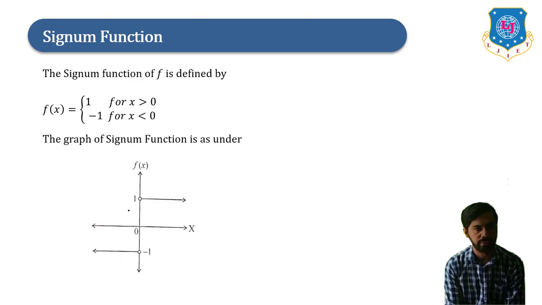So here we can see that value of function is 1 for x greater than 0, and value of function is minus 1 whenever x is less than 0. So this is how Signum function is defined.